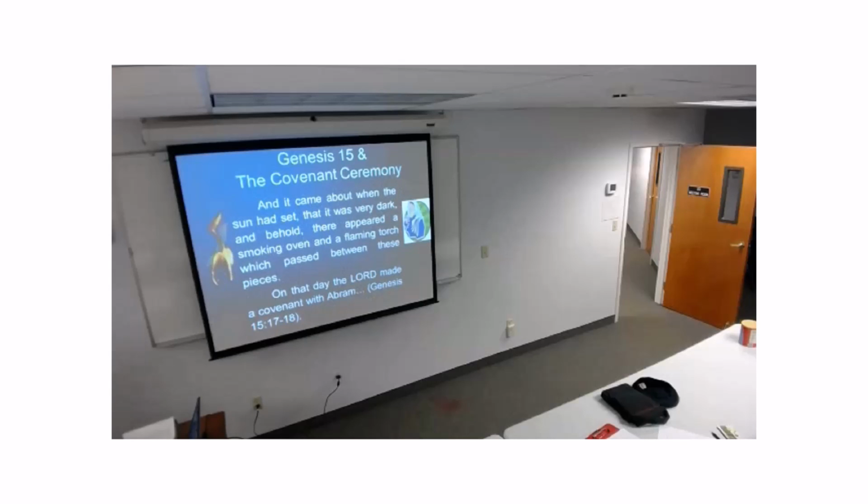And then you have the ceremony. When it came about when the sun had set and it was very dark, behold, there appeared a smoking oven and a flaming torch which passed between these pieces. And on that day, God made a covenant with Abraham. What you see there is as Abram does this and he's waiting for the covenant to be done, the birds come, he chases the birds away, but there is a dark and I think a dreadful sleep that comes upon Abram. And you see now God passing between the split animals.